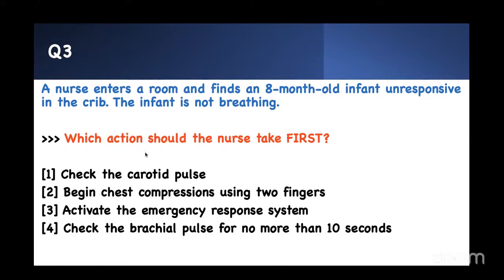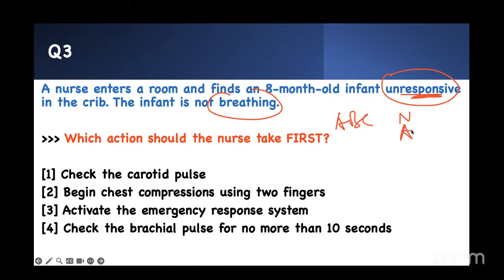Hey, remember, let me give you a clue. There's an unresponsiveness there, and there's a breathing, right? It's not ABC, right? It's neurological. Neurological is the unresponsiveness, consciousness of the individual, and then they check their airway, and therefore what is left? That's the key. You have to check the pulse, right?